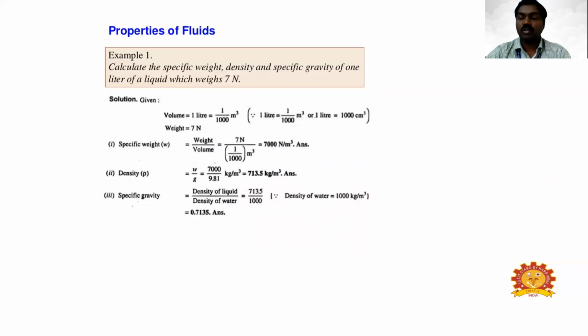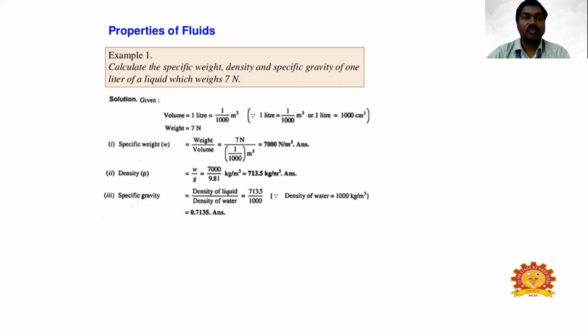Based on this, we're going to solve one problem. The first problem is to calculate the specific weight, density and specific gravity of 1 liter of a liquid which weighs 7 Newton. Solution: the given data. The volume, 1 liter, we have to convert into meter cube, so 1 divided by 1000, since 1 liter equals 1 by 1000 meter cube, or 1 liter equals 1000 centimeter cube. The weight given is 7 Newton.